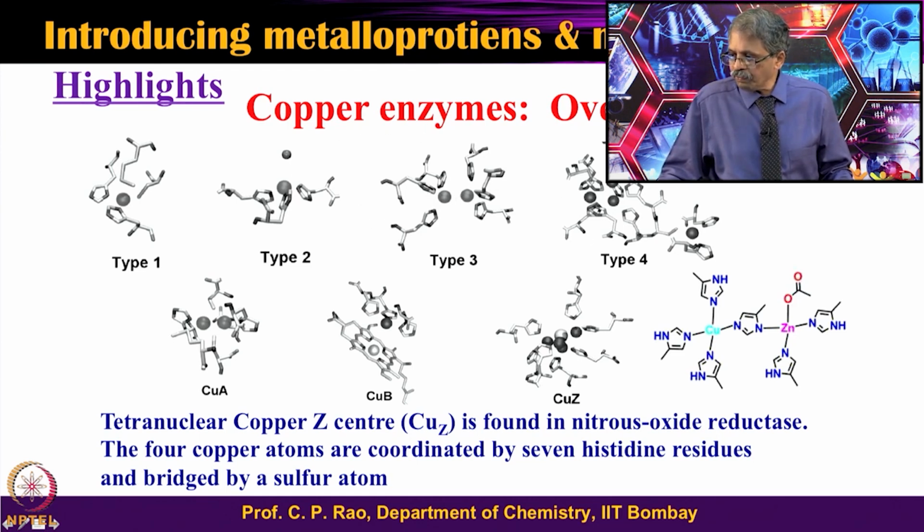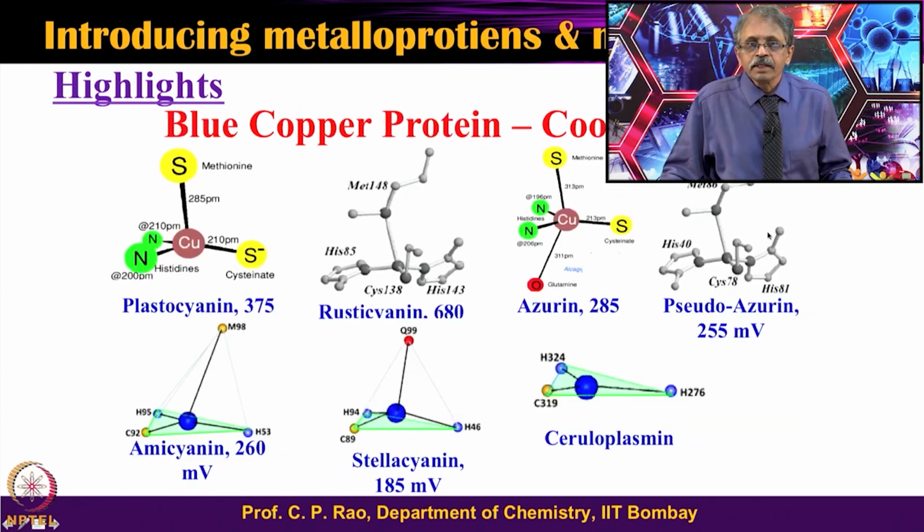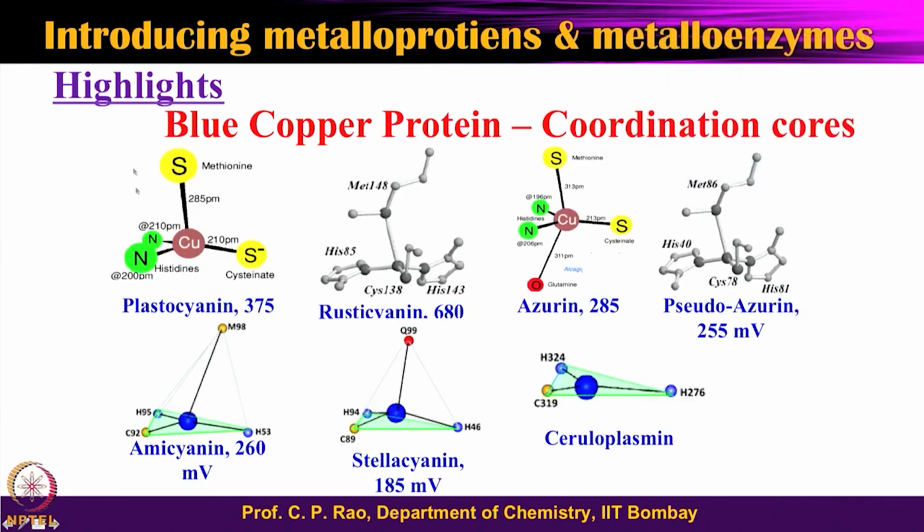Then you have a type 4 kind of thing, then copper A and copper B, which are found in the cytochrome oxidase. Then copper Z, which is not so well known, which I think is a tetranuclear cluster, and then you have copper-zinc, which is in the superoxide dismutase. The tetranuclear copper Z center is found in nitrous oxide reductase, which I have not explained to you. The 4 copper atoms are coordinated by 7 histidine residues and bridged by a sulfur atom. As I said, these are blue copper proteins, type 1 copper proteins.